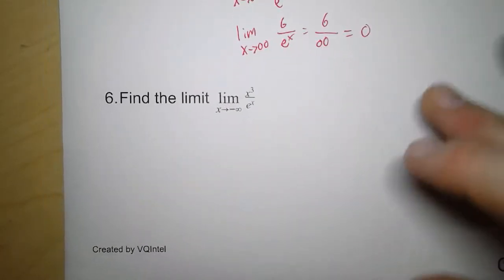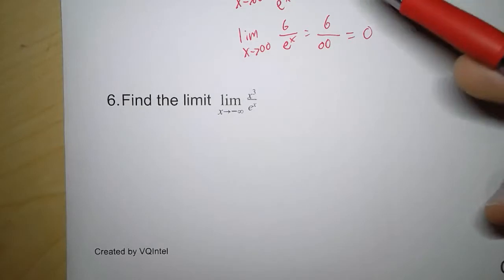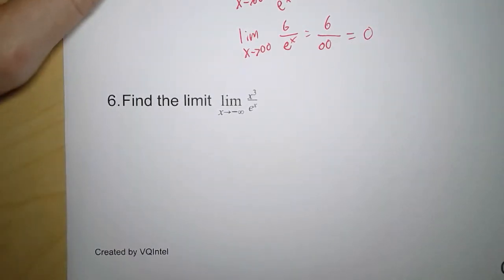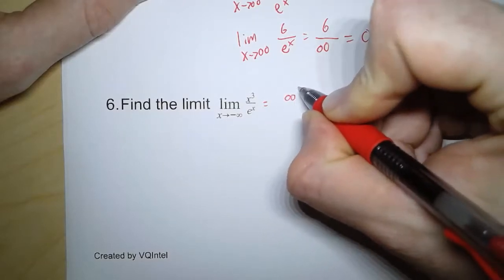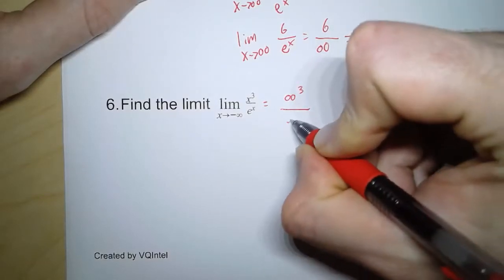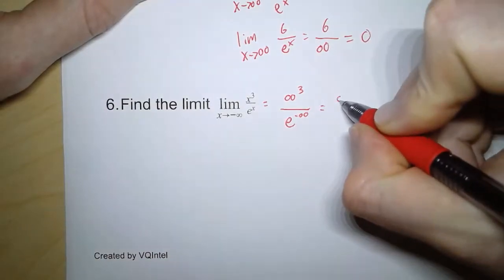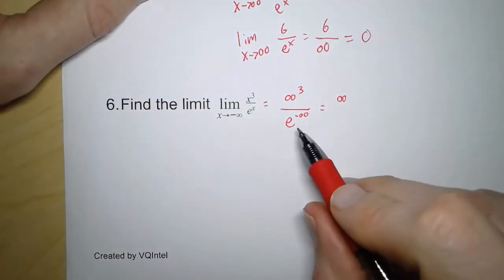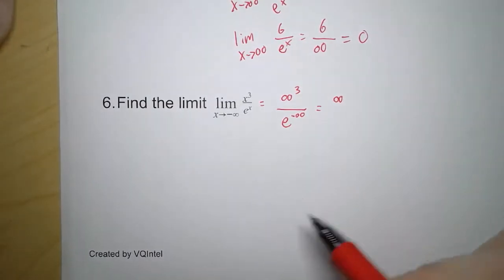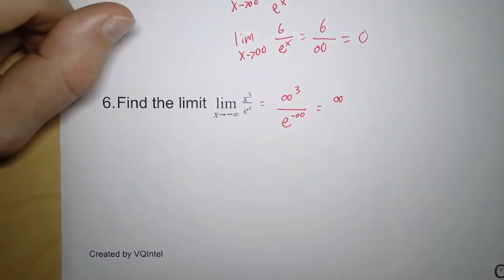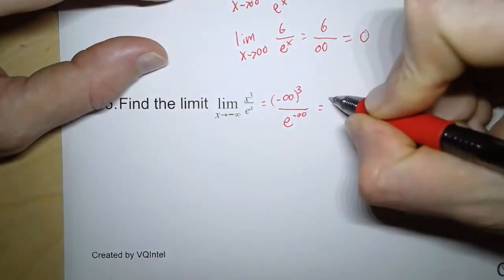Now number 6 at a glance looks almost identical to the one above it, but actually it's to the negative infinity. So if we plug in negative infinity to the third and e to the negative infinity, now you can cube infinity, that's still infinity. But e to the negative infinity, at first glance, some people would say, well, that's just negative infinity. Actually, it's not. And I apologize, that should be a negative up there. So we should have negative infinity on top.